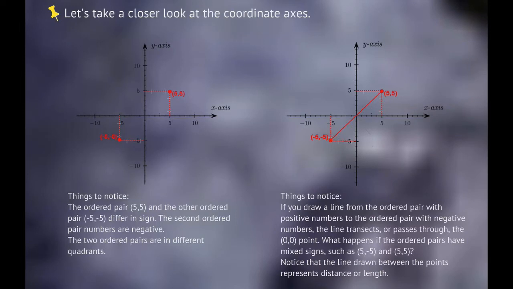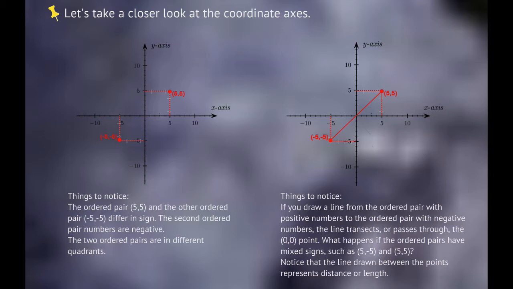Let's take a closer look at the coordinated axes. Things you should notice: the ordered pair 5, 5 and the other ordered pair negative 5, negative 5 differ in sign only. The second ordered pair numbers are negative. The two ordered pairs are in different quadrants. If you draw a line from the ordered pair with positive numbers to the ordered pair with negative numbers, the line transects or passes through the 0, 0 point.